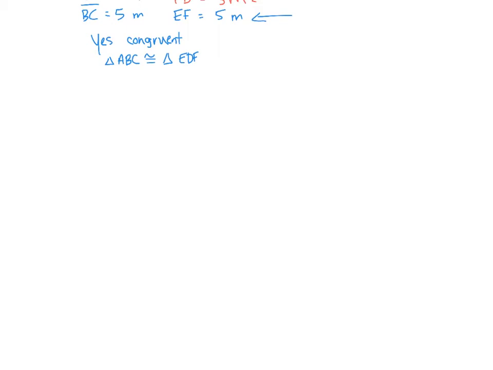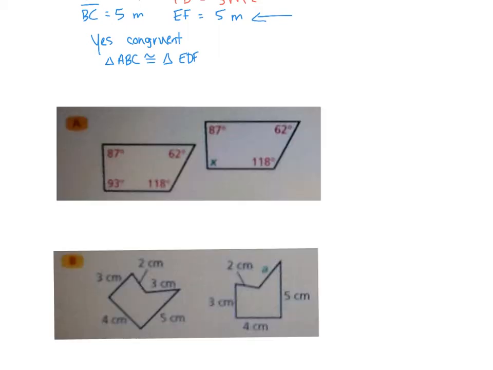Okay, one more thing we're going to do today. So, example 3, it says using congruence to find unknown measures. It says determine the unknown measure in each set of congruent polygons. So it tells you they're congruent, so that means they are the same shape and size, which means every single line segment will be the same, and every single degree measure will be the same. So if you notice, this is 87 and this is 87 degrees. This is 62 degrees and this is 62 degrees. This is 108 degrees and this is 118 degrees.